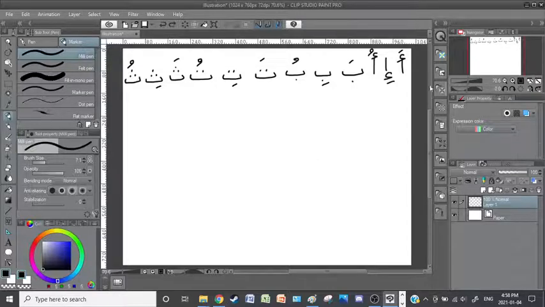So, Ja, Ji, Ju. The letters are small because I am writing on a small canvas size to try and fit all the letters in one frame or in one screen to avoid scrolling upwards and downwards and left and right.